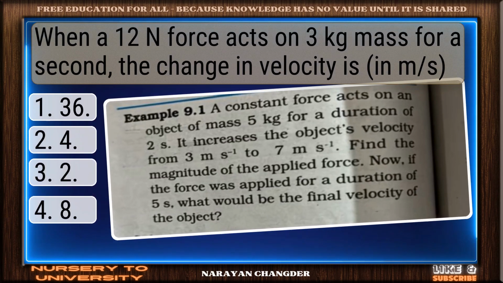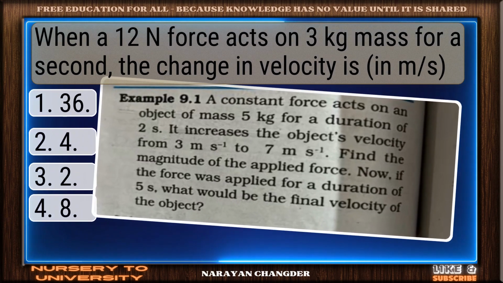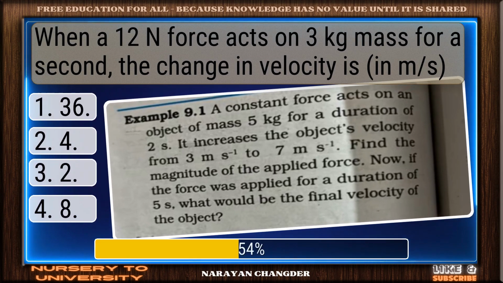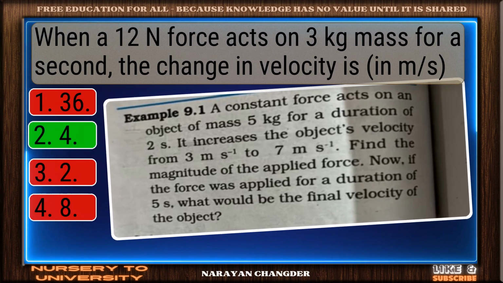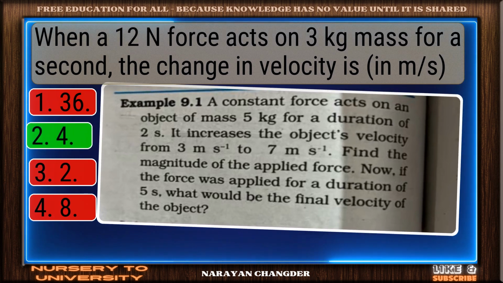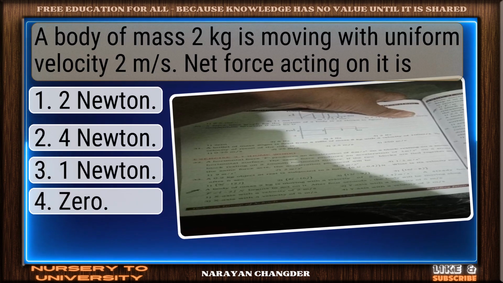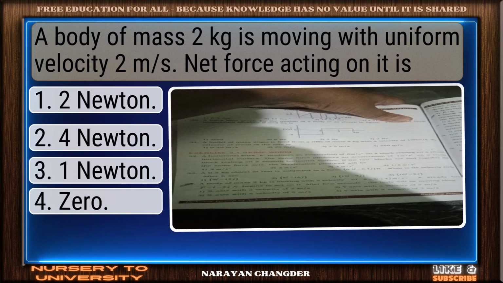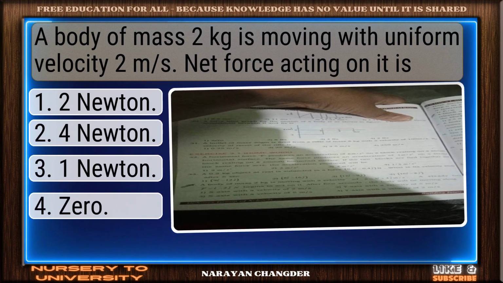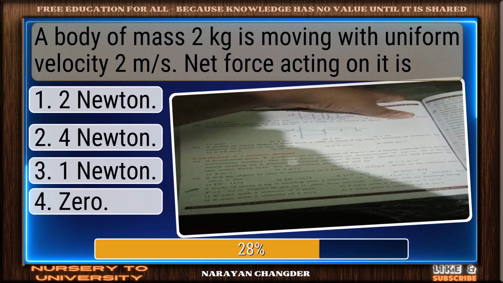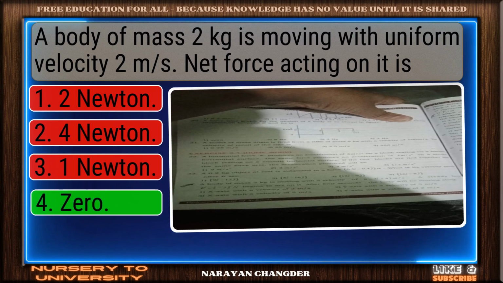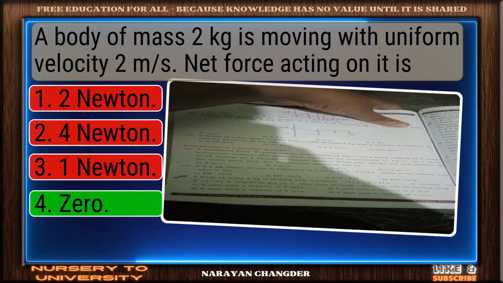Question number 111. When a 12 N force acts on a 3 kg mass for a second, the change in velocity is. Correct. 4 is the right answer. Question number 112. A body of mass 2 kg is moving with uniform velocity. The net force acting on it is. Perfect. 0 is the correct choice.